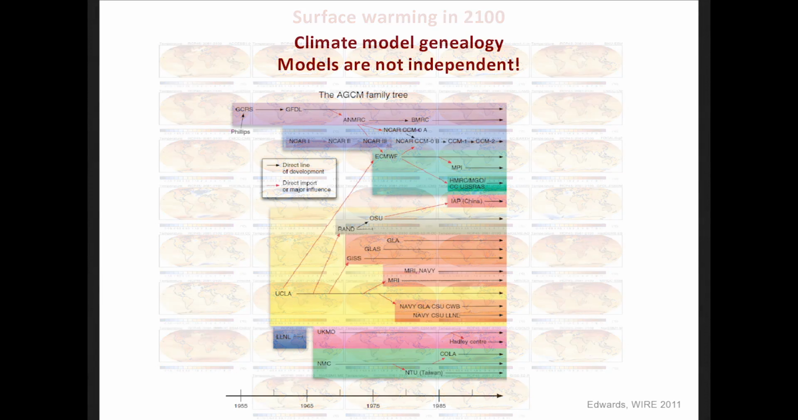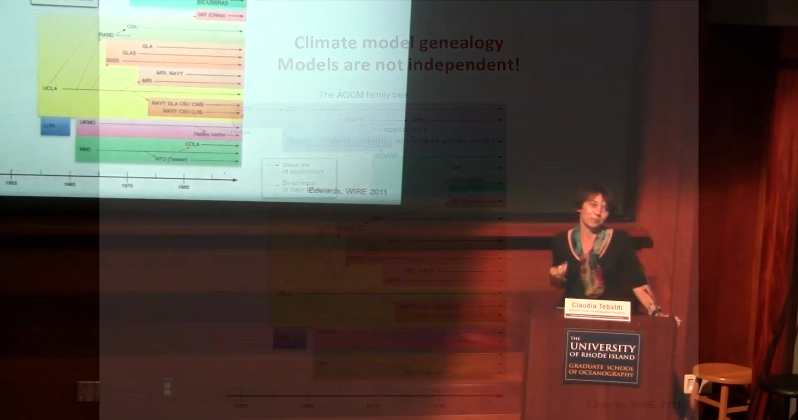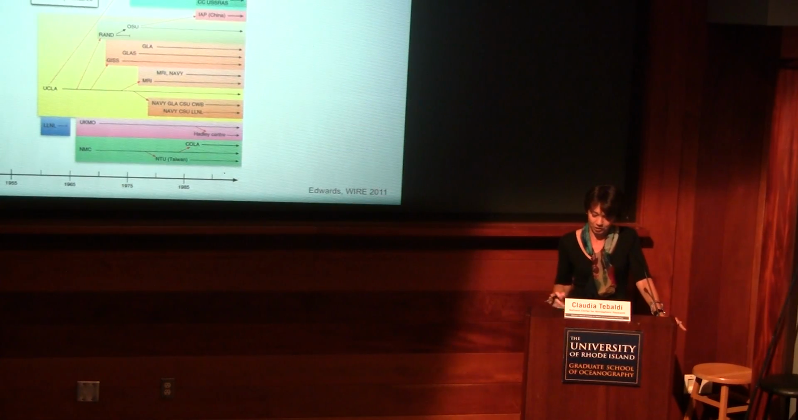But then if you look at how these models have developed, this is just a schematic. These are all the different models, and the colors tell you that they all belong to the same families. Like there was something developed here in the 60s at UCLA, and it's the father of a lot of climate models that now have a different name. So you can imagine that you get a number of models, they all tell you the same, but it's probably because they have a lot in common, not because they are independent of each other.